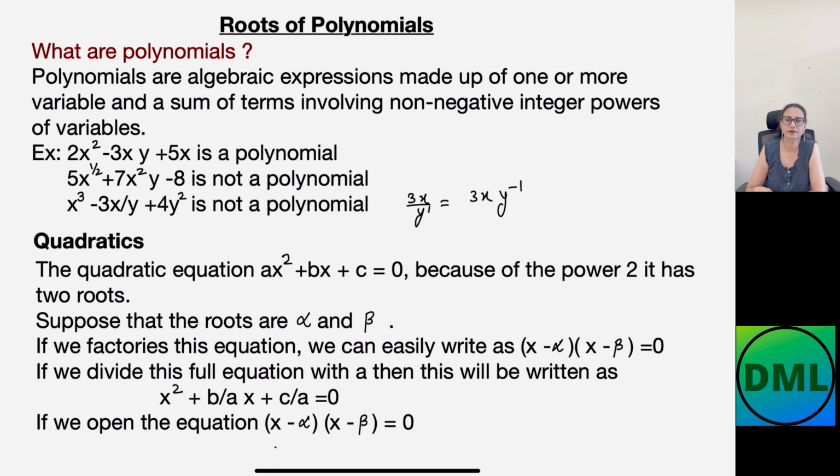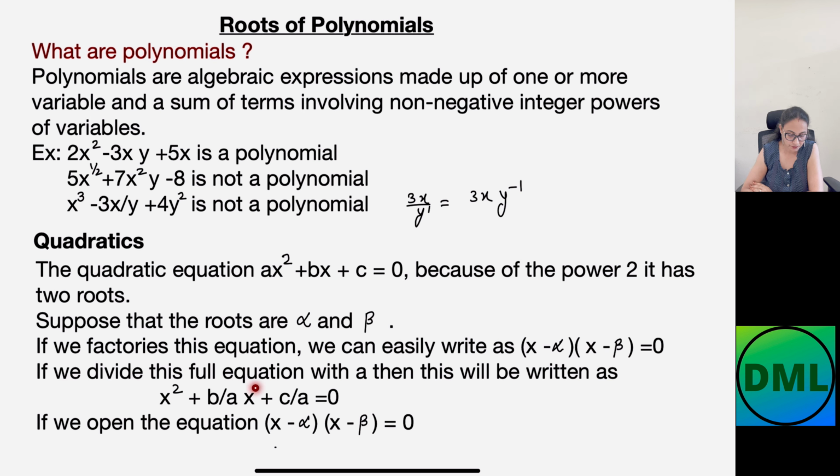Let's understand quadratic equations first. Quadratics. The quadratic equation is ax squared plus bx plus c equal to 0. Because of the power 2, it has two roots. The maximum power in this equation is 2, so it has two roots. Suppose the roots are alpha and beta. If we factorize this equation, we can easily write it as bracket x minus alpha, bracket close, bracket x minus beta, equal to 0.